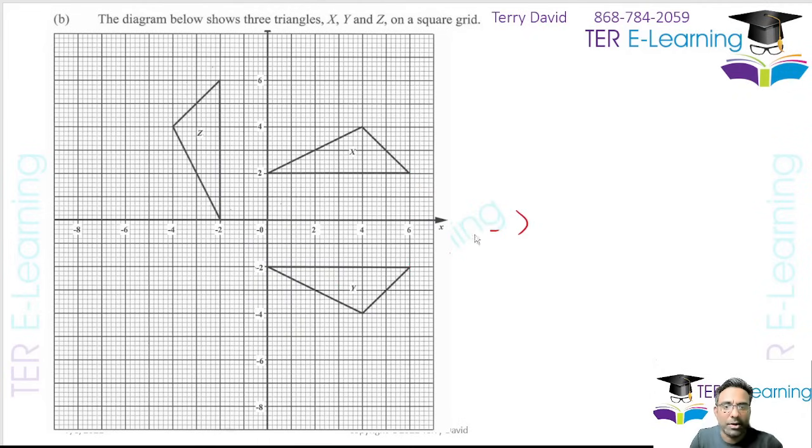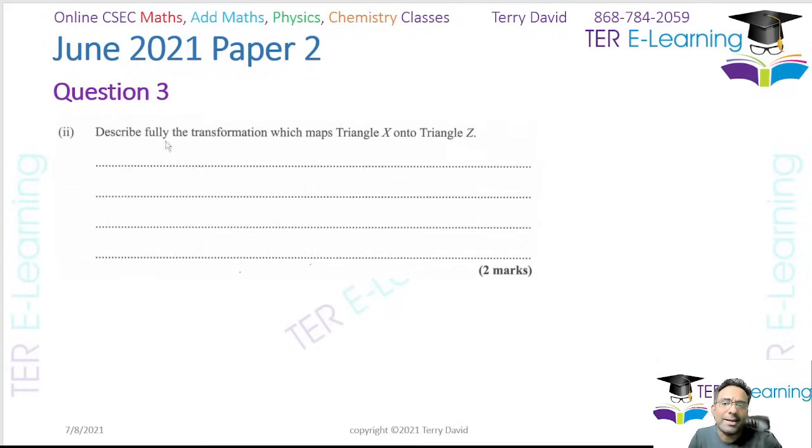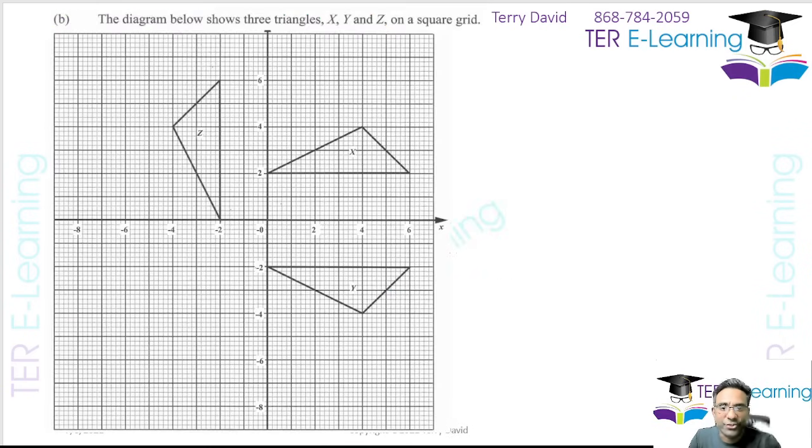So they're asking us about reflection. What else do they want to know now? So the next part, in part 2, they said describe fully the transformation which maps triangle X to Z. So the triangles we're looking at now are this one here and this one here. Some students can look at this very easily and figure out what that is.